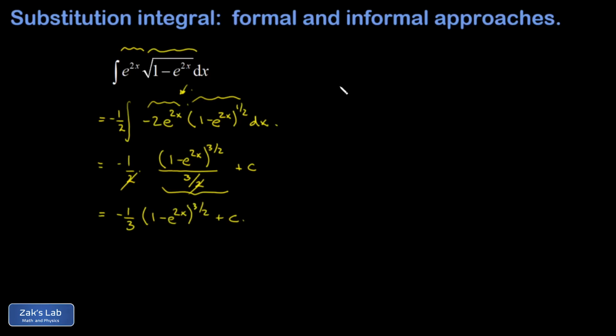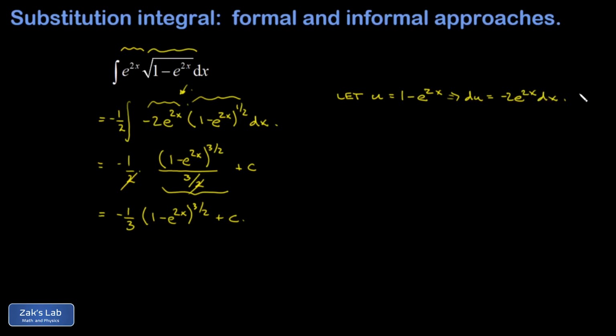Now the formal approach to this problem is to do an explicit u-substitution. So we're going to say let u equal the interior of that composite function, 1 minus e to the 2x. And then the derivative of that is negative 2 e to the 2x. So du is going to be negative 2 e to the 2x dx.